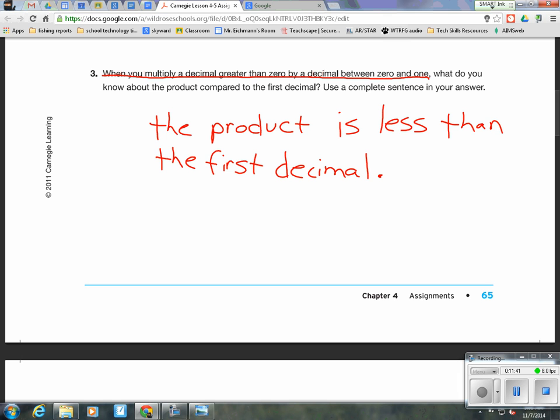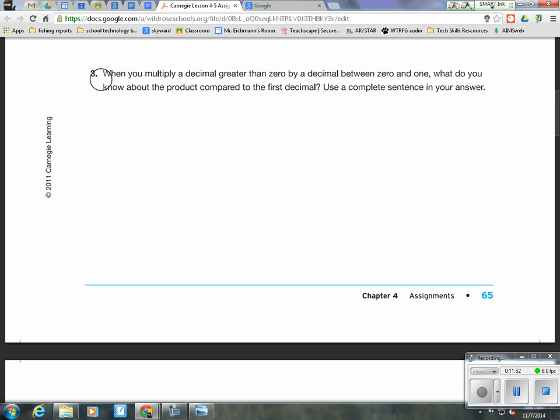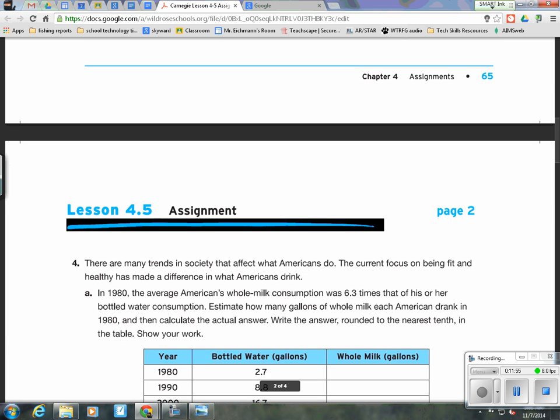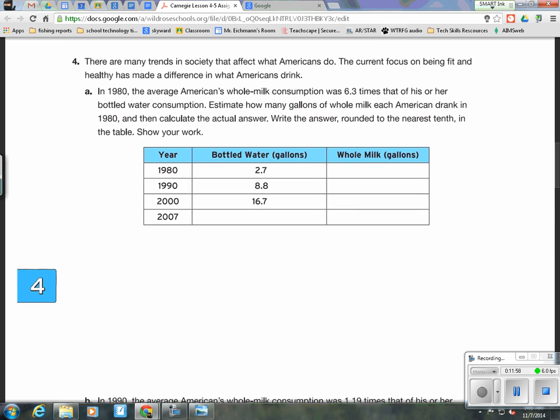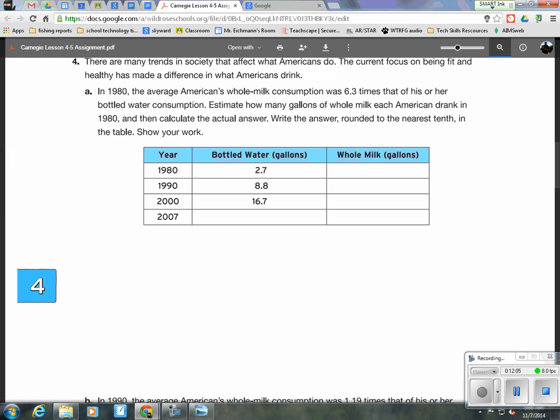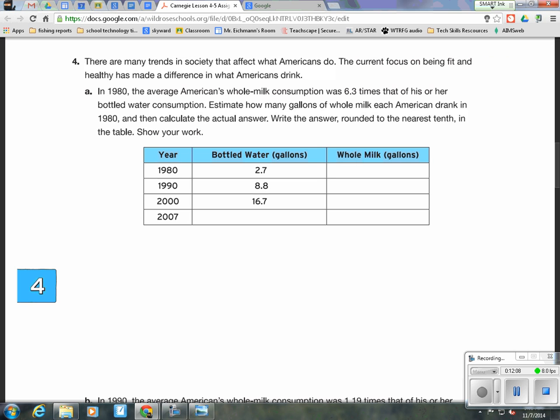Okay, what I would like you to do for homework is complete this worksheet. When you look at 4A, it says in 1980 the average American's whole milk consumption was 6.3 times that of his or her bottled water consumption. Estimate how many gallons of whole milk each American drank in 1980, then calculate the actual answer, and write the answer, rounded to the nearest tenth, in the table. What?